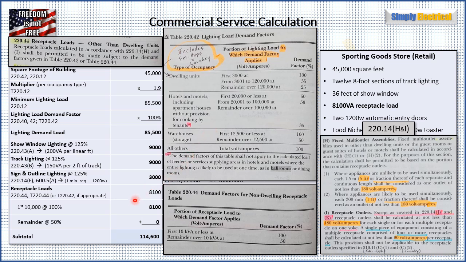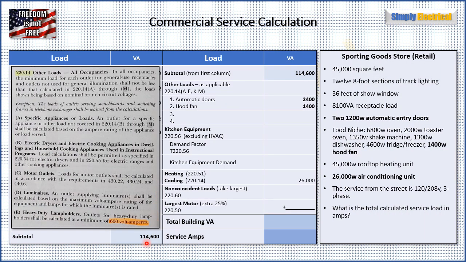So that being the case, once we have 8100 at 100%, no demand factor, then we're ready to add up our loads. So all of these bolded numbers here, we got our lighting demand load, we got our show window lighting, we got our track lighting, we got our sign and outline lighting, and then we have our receptacle loads at demand, which is 100%. We add those up and we get 114,600 VA for a subtotal. Now we're going to slide that 114,600 on up to this column over here, and we put our subtotal right there, and we're going to start the next column.